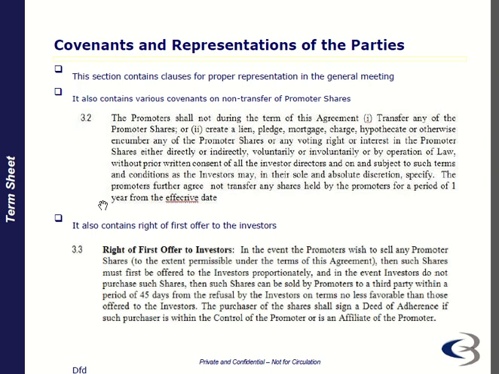This section contains the clauses for proper representation of the general meeting, and it also contains the various covenants and non-transfer of promoter shares. The promoter shall not, during the term of this agreement, transfer any of the promoter shares, or create a lien, pledge, mortgage, charge, hypothecation, or otherwise encumber any of the promoter shares or any voting rights or interest in the promoter shares, either directly or indirectly, voluntarily or involuntarily, or by operation of law, without the prior written consent of all the investors and directors, subject to such terms and conditions as an investor may determine in its sole and absolute discretion.